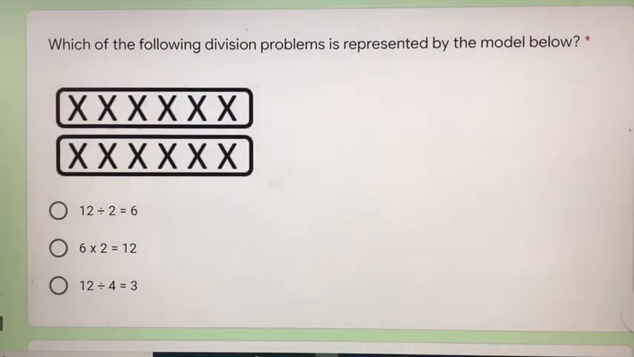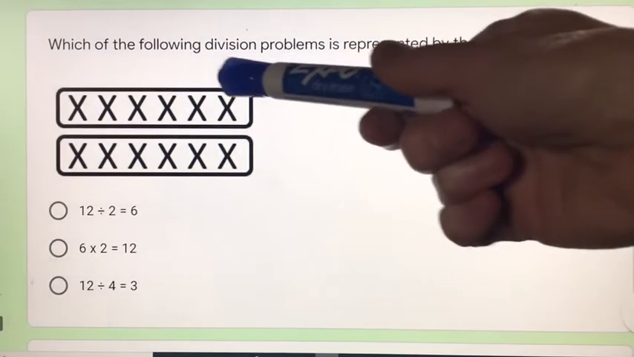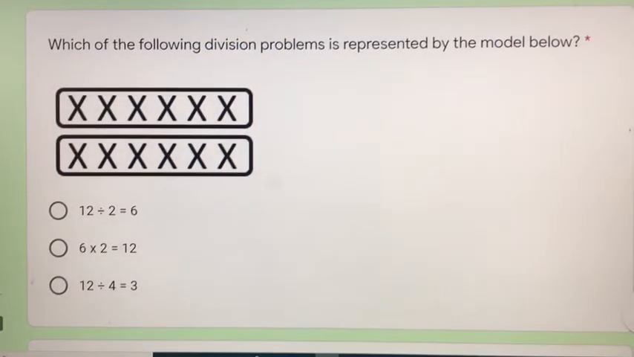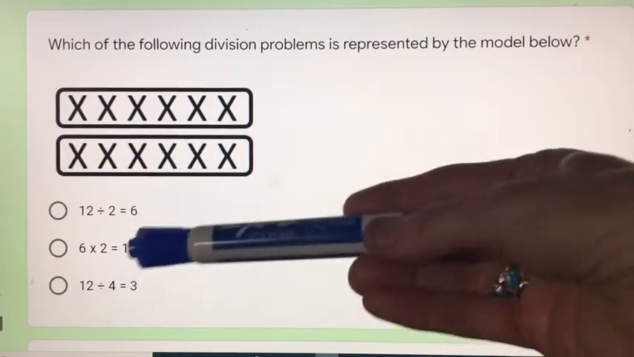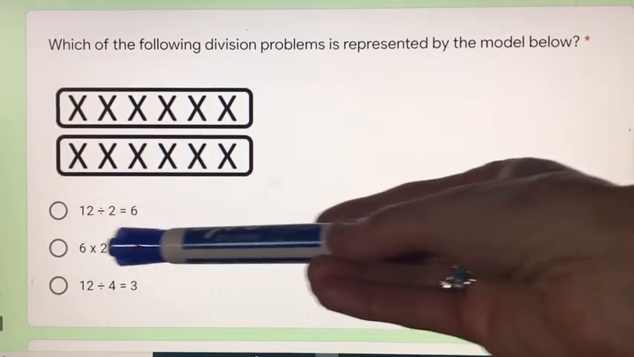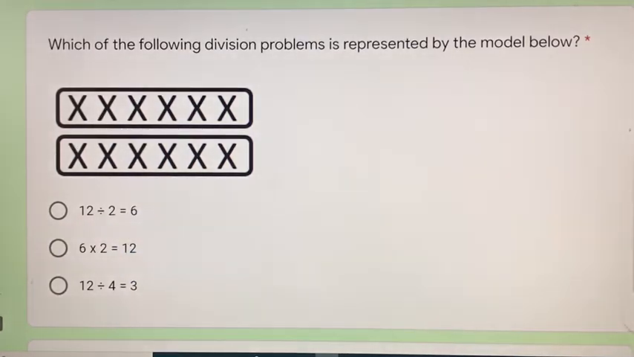Here's our second problem on the math columns. It says, which of the following division, it's our key word, division problems is represented by the model below. So I want to look at my choices. I have 2 with division. So that takes out the middle one already because that's multiplication. So I want division. I need the big number to go first when I'm dividing in 3rd grade.